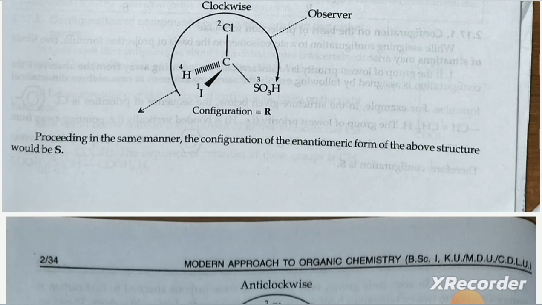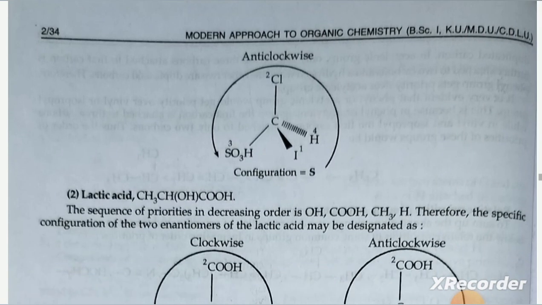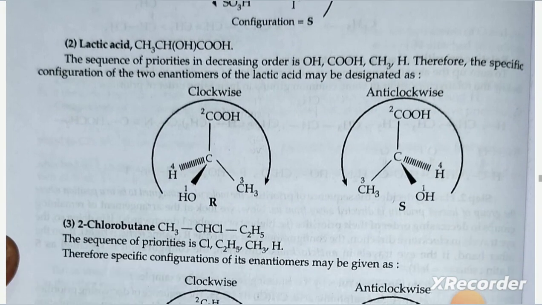Proceeding in the same manner, the configuration of the enantiomeric form of the above structure would be S. Second is lactic acid: CH3, CH, OH, C double bond O, single bond OH. The sequence of priority in decreasing order is OH, COOH, CH3, H. Therefore, the specific configurations of the two enantiomers of lactic acid may be designated as: first, clockwise, then R configuration, and second, anti-clockwise, then S configuration.